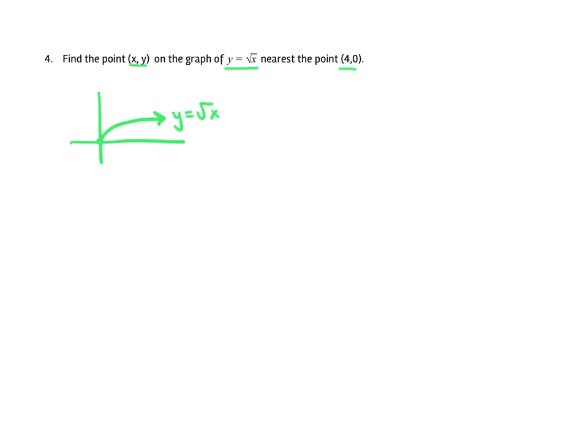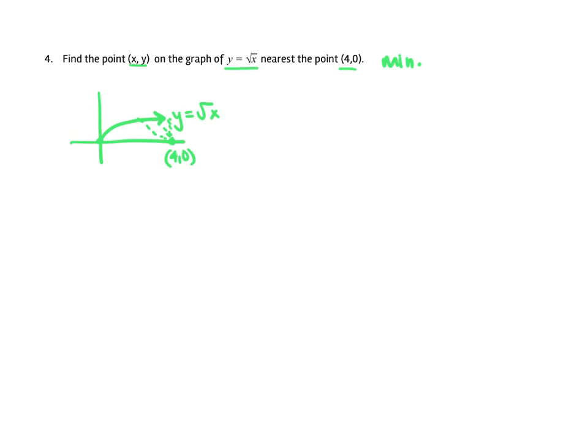We need to find the point that's nearest 4, 0. What I do know is that 4, 0 is right about there. And I want to know which point on the graph is the closest to this. Again, this time we want to minimize. So again, what we need to do is have our two equations, get it down to 1, take the derivative, set it equal to 0, and then solve.